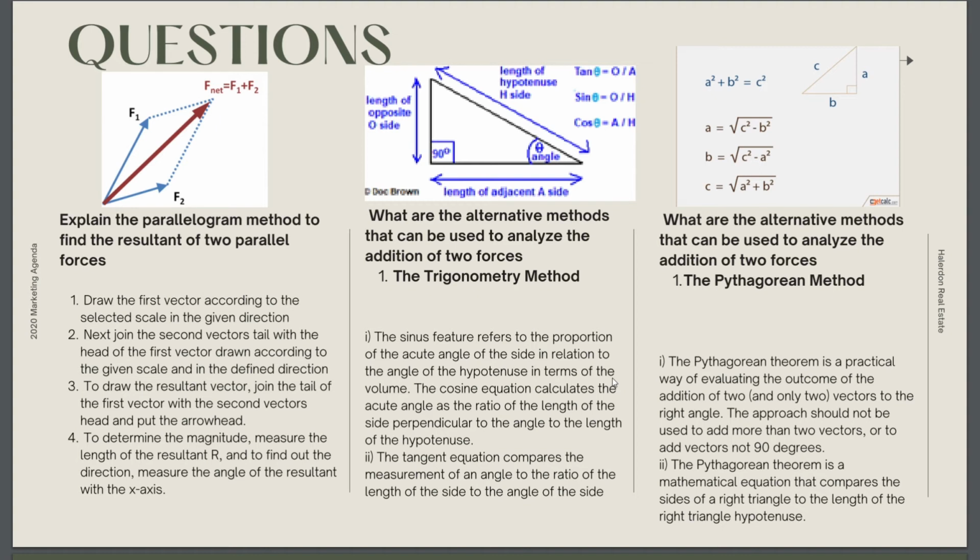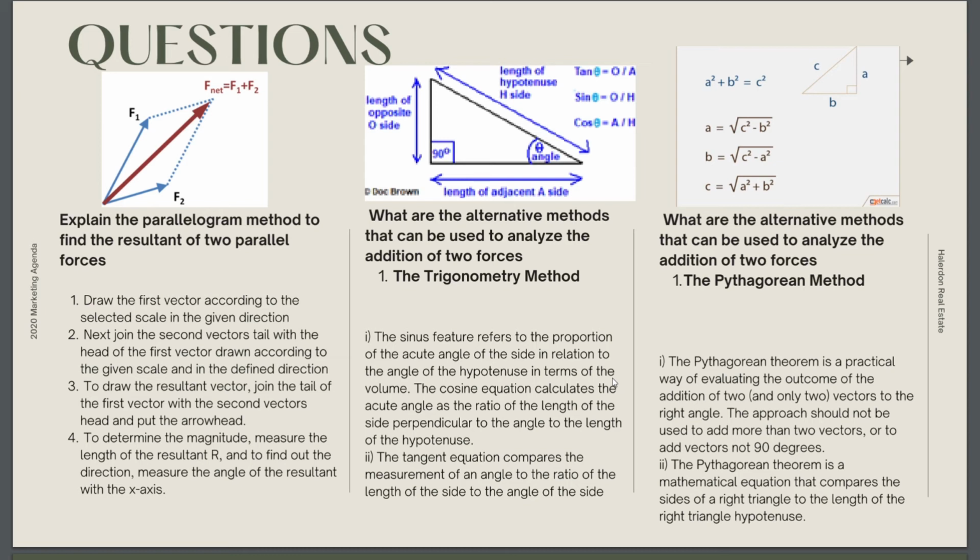To find the resultant R, we assume that 1 cm equals 1 Newton. So we need to find the length of R and convert it into Newton. So for the next question, what are the alternative methods that can be used to analyze the addition of two forces?